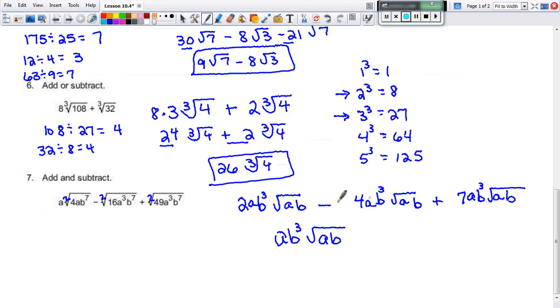So I just deal with the numbers in the front. 2 take away 4 plus 7. 2 take away 4 is negative 2 plus 7 is 5. So 5ab cubed times the square root of ab, and that one's finished.